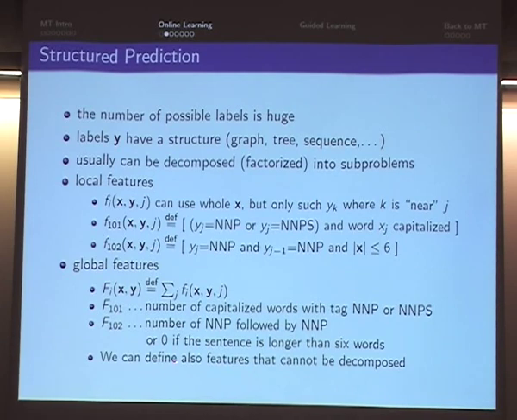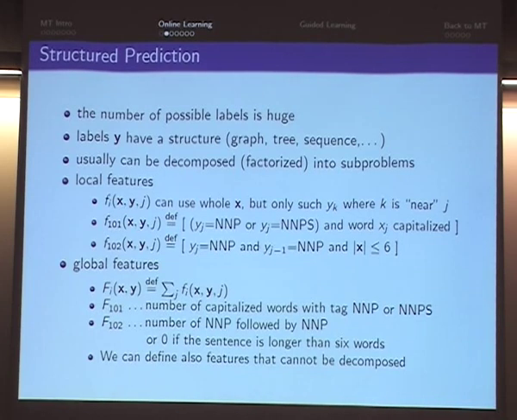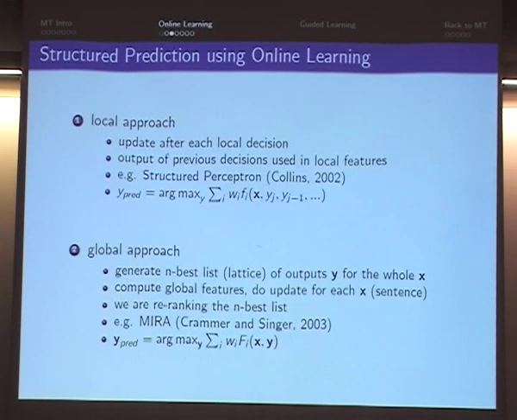And you can also define global features which cannot be decomposed into local features. However, in that case, you are not able to use those efficient algorithms, so you must have another approach to solve the problem, for example, using sampling and Bayesian inference. Okay. So, even more important than the features are the approaches or definitions in textbooks.